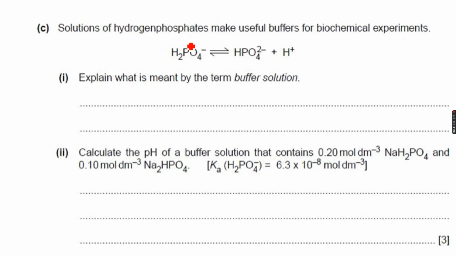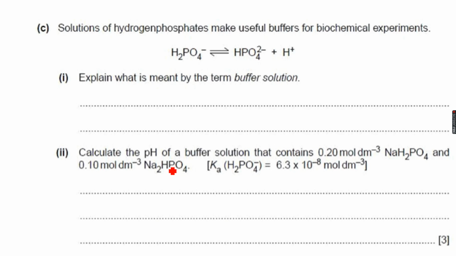Now, solutions of hydrogen phosphates make useful buffers for biochemical experiments. Explain what is meant by the term buffer solution. So a buffer solution is one that resists change in its pH upon the addition of small amounts of acids or bases. This is the definition that I gave you for buffer solution.